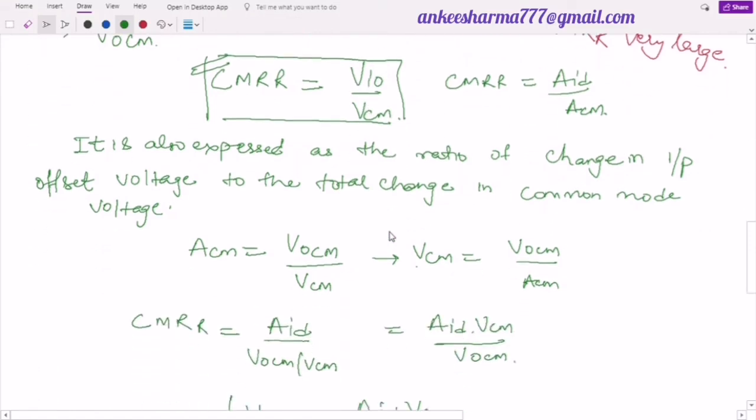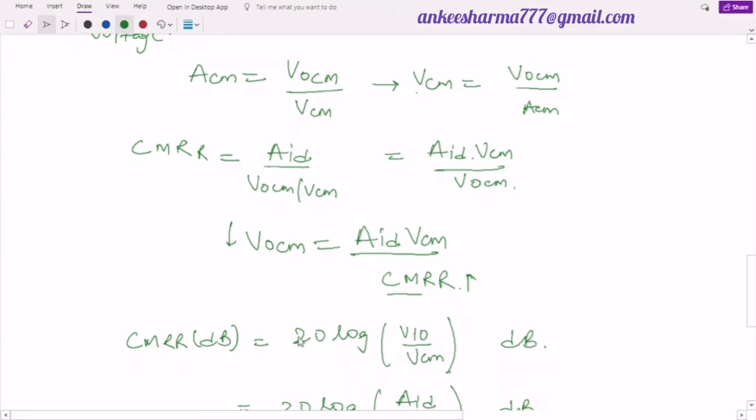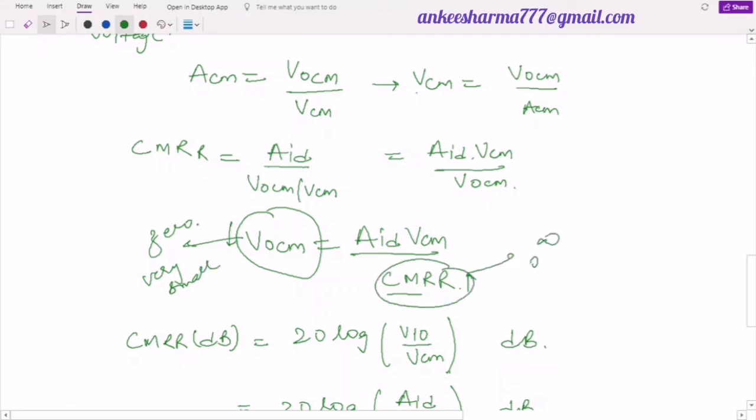With this formula also, we can see that our output VOCM, which is equal to AID into VCM by CMRR, has CMRR coming in the denominator. It means if I want this VOCM to be reduced to 0 or to be very small, then I want my common mode rejection ratio to be infinity or very large. So this is all about the common mode rejection ratio.